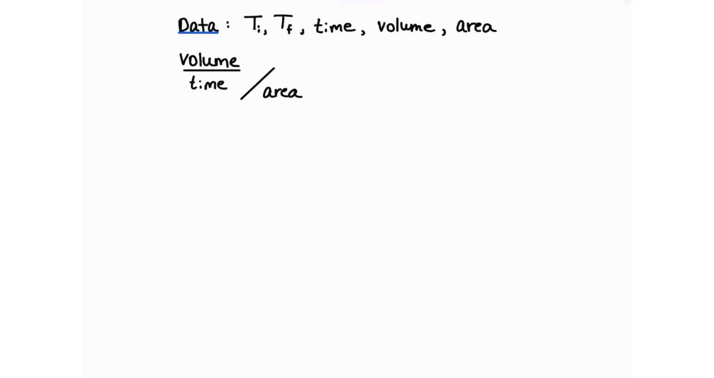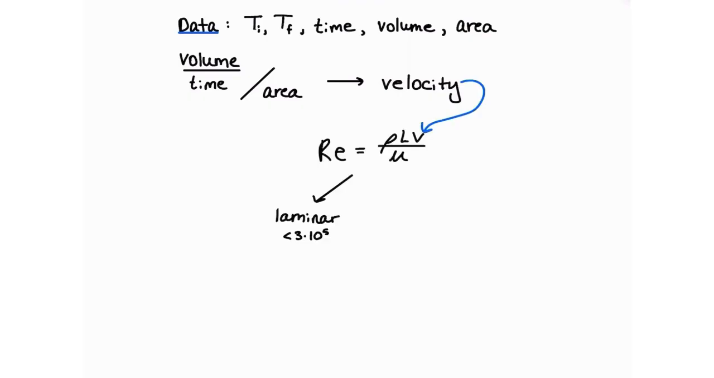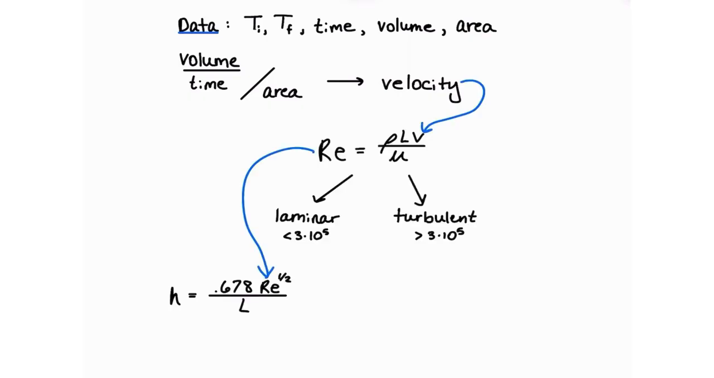Now that we have collected initial and final temperatures, time, volume, and area, we can find the velocity of the flow. With this velocity, we can find Reynolds number, which tells us if the flow is laminar or turbulent. With Reynolds number, we can find the heat transfer coefficient, H. Finally, we can use H to calculate the heat transfer over the plate. Repeat these calculations for each laminar and turbulent run.